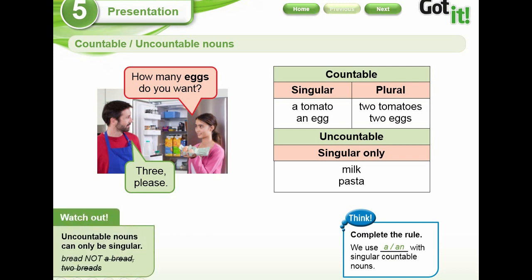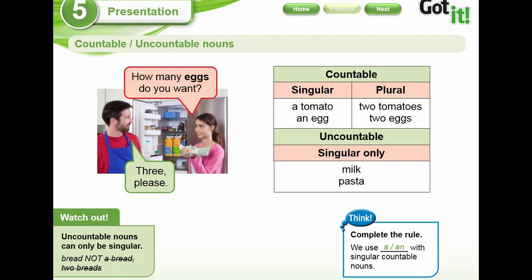A ver, dice así. Uncountable nouns can only be singular. Bread, not a bread, not two breads. Exacto, es lo que les he mencionado. Los sustantivos incontables solo pueden estar en singular. Como el caso de bread, que es pan. No, no puede ser a bread ni tampoco two breads. Bread. Enough, suficiente. Pero ¿con qué lo puedo acompañar, profesor?